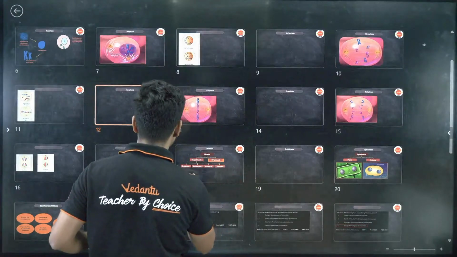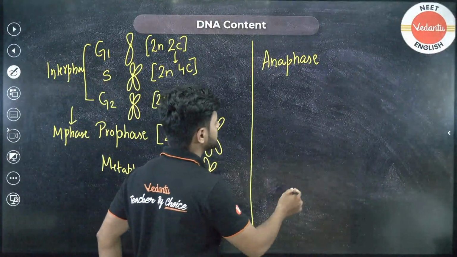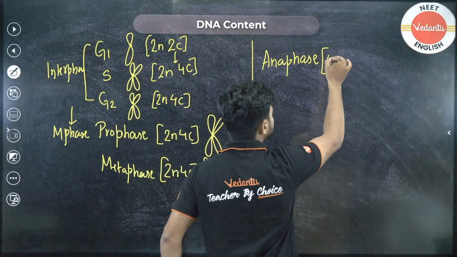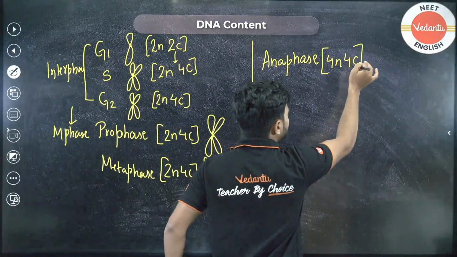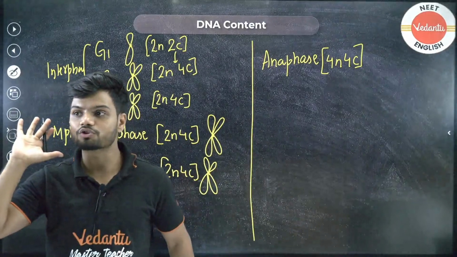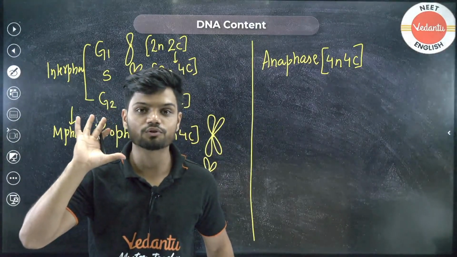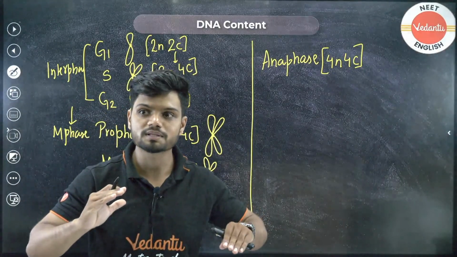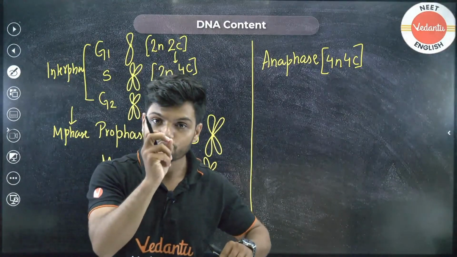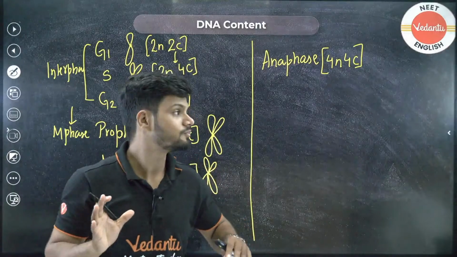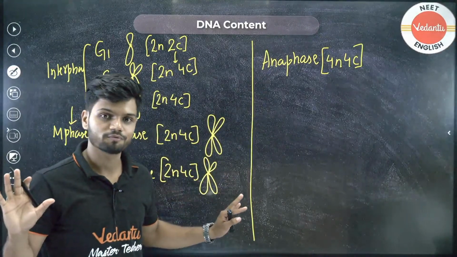And if there are 92 chromosomes, how do you write it? 4N 4C. See, DNA content there is no change. But the chromosome numbers are 92 right now, because each chromatid is acting like a chromosome. So 4N 4C.